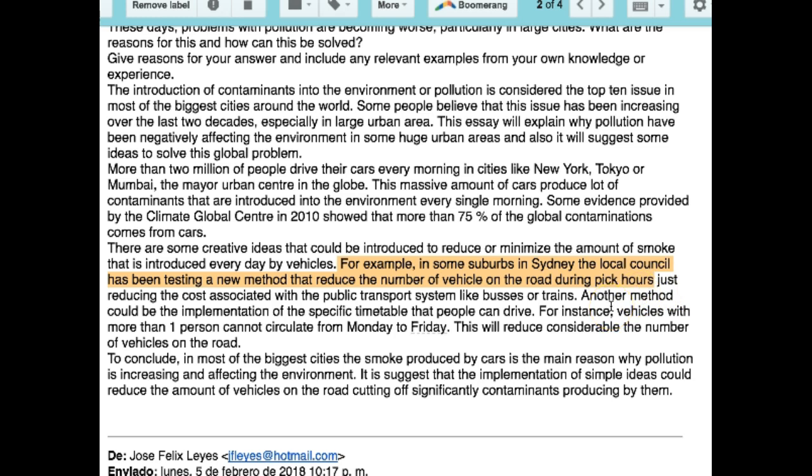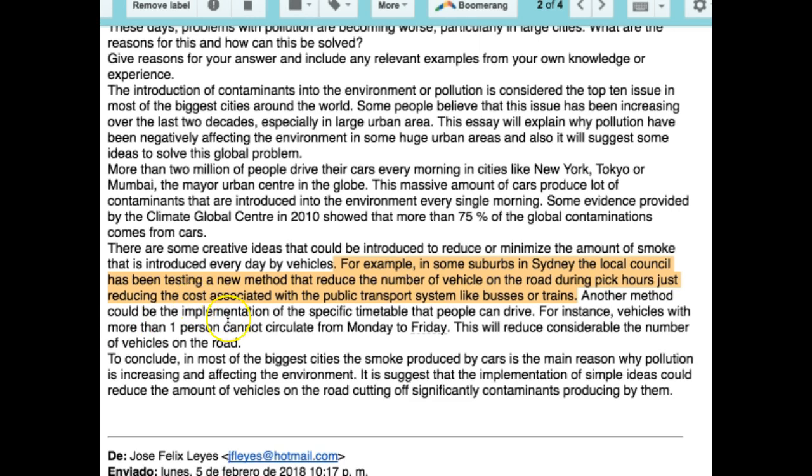Comma. Actually, no, let's just say full stop. For example, in some suburbs, the local council has been testing a new method that reduces the number of vehicles on the road during peak hours. Full stop. This method is simply reducing the cost associated with the public transport system, like buses or trains. Full stop. Okay? That would have been much more clearly expressed if we'd just broken it up into two sentences, or even just used commas, but it needed to be rephrased.